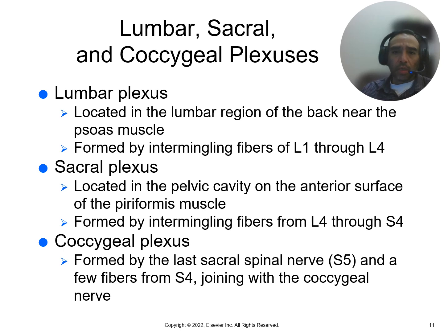All right, let's go ahead and move to the next section, which is the lumbar, sacral, and coccygeal plexus. Just going to read here from the slide and get us started. So the lumbar plexus, located in the lumbar region, near the psoas muscle, and it's formed by intermingling fibers of L1 and L4. Sacral plexus, located in the pelvic cavity on the anterior surface of the piriformis muscle. Piriformis just means pear-shaped. And it's formed by intermingling fibers from L4 through S4.